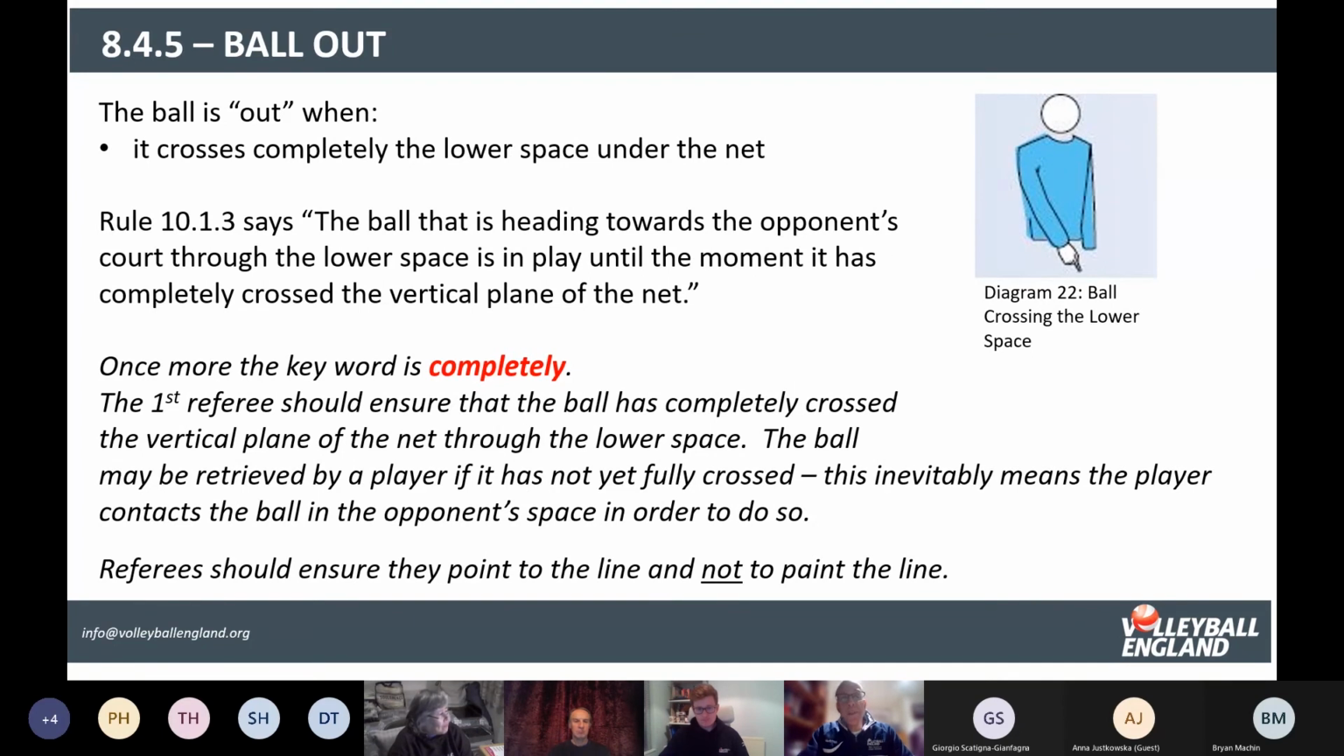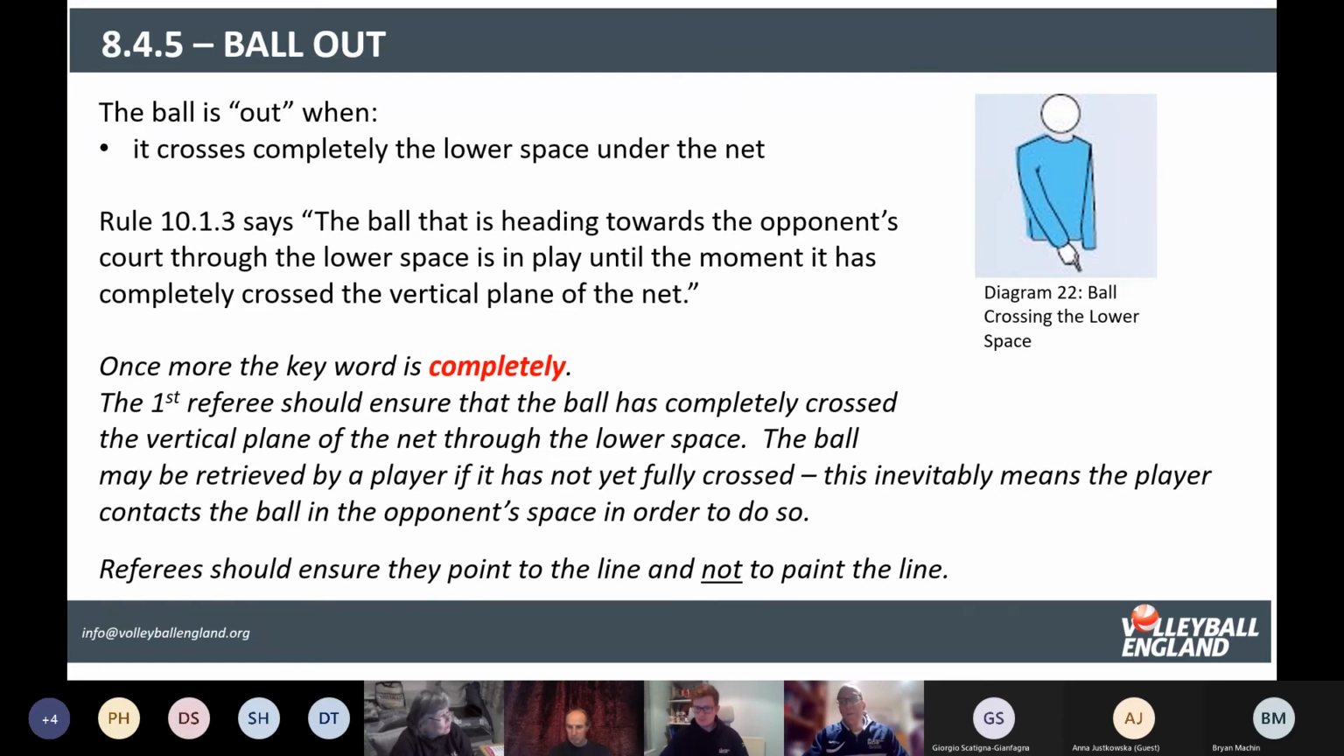The ball is out when it crosses completely the lower space under the net, and the key point here again is the word completely. Cannot stress it enough. Completely. Okay. When we talk 10.1.3, which we'll get to again in a minute, and this is why these two rules are quite closely linked, the ball that's heading towards the opponent's court through the lower space is in play until the moment it has completely crossed the vertical plane of the net. Okay, so completely, again, it means that partial ball across does not mean that that is out, so it can still be retrieved at this point.